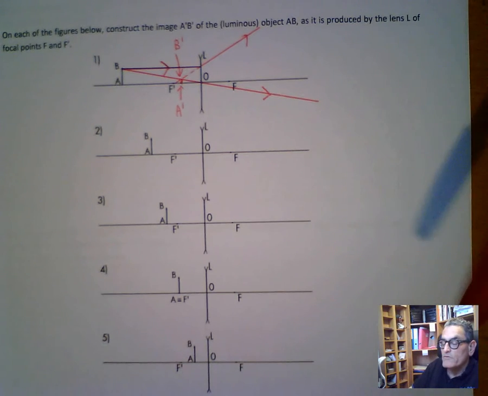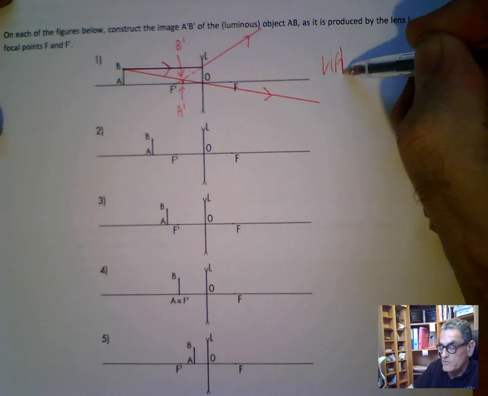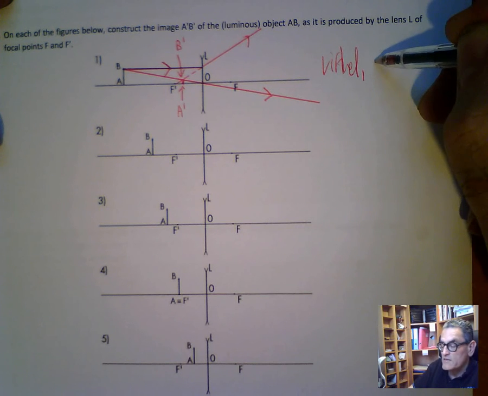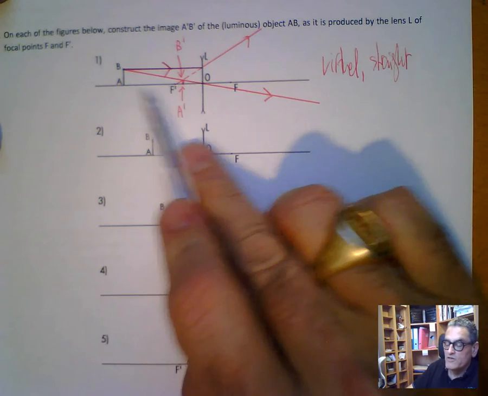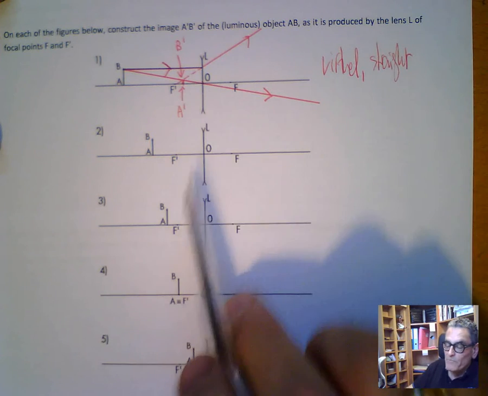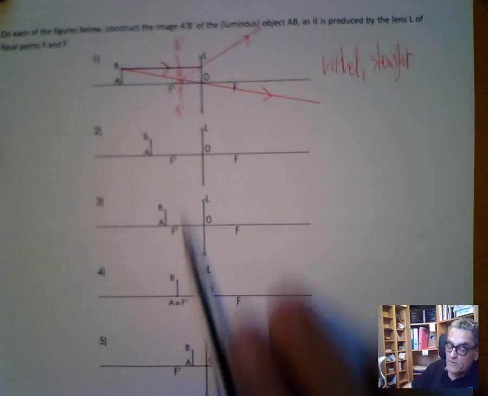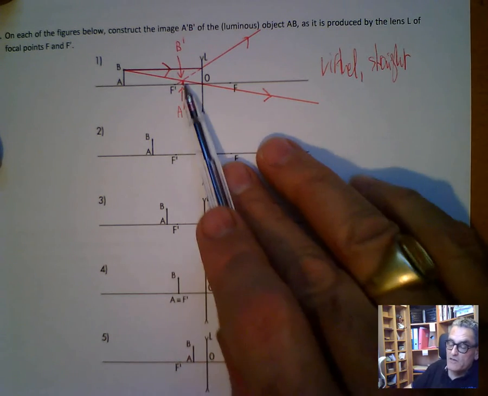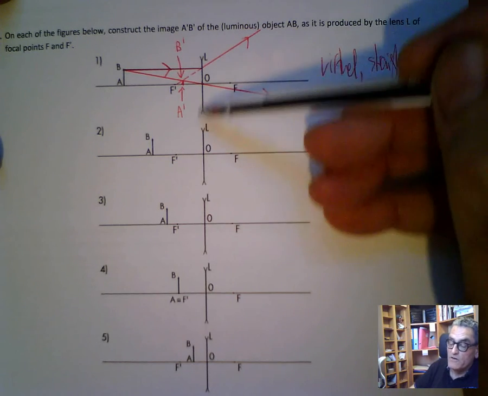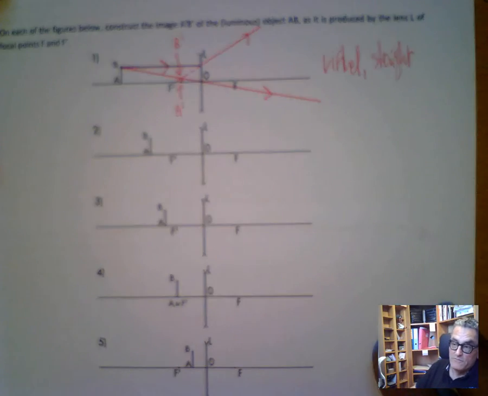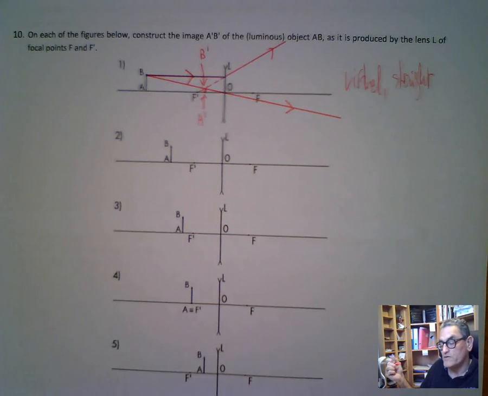Is it virtual or real? Virtual. Okay, so this is virtual, and this is straight. It's not inverted. The object is up, the image is up. Okay, and so what you are going to find in the other constructions is something similar, except that the image is going to move a bit, but it's always going to be a virtual image because you have a divergent lens. Okay, when you do an exercise, it's good if you kind of know what to expect.